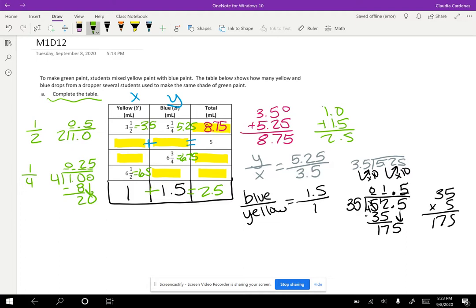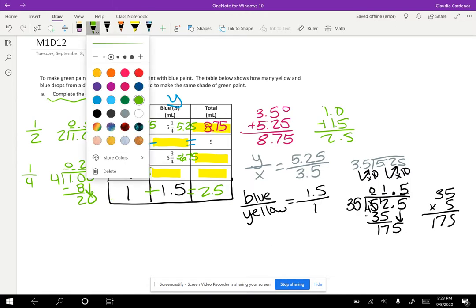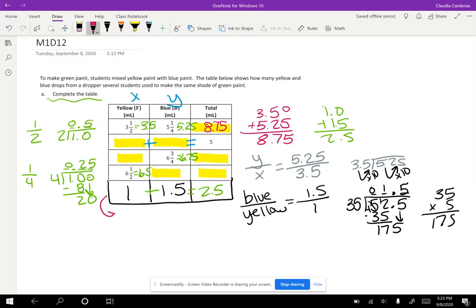So what would happen if I doubled it? So if I doubled and added another one, I would get 2. So let me go ahead and just change the color here so you can keep an eye on what I'm doing next. So if I added another milliliter of yellow paint, I would have 2 milliliters. And if I added another 1.5, let me go ahead and just add some more scratch work over here, then I see that I get 3 whole milliliters of paint over here for the blue.